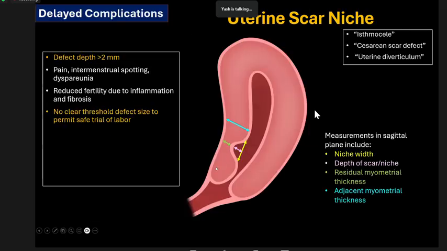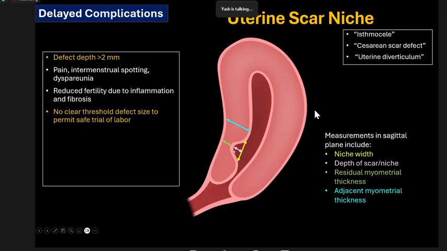So we'll start with uterine scar niche. It has multiple synonyms. It's called isthmocele, cesarean section scar defect, uterine diverticulum. So what is this? Uterine scar niche is the area where we take the incision, but not every patient develops it. So the definition is the defect should be at least 2 millimeters in depth, this pink arrow. The other arrows define the myometrial thickness in the adjacent myometrium.